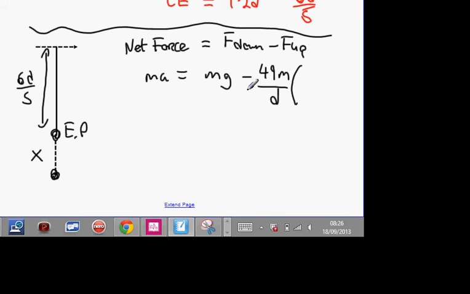Its current length is, what's 6d over 5? So 6d over 5 plus x is its current length. 6d over 5 plus x. And what's its natural length? d. Okay, let's have a look here.